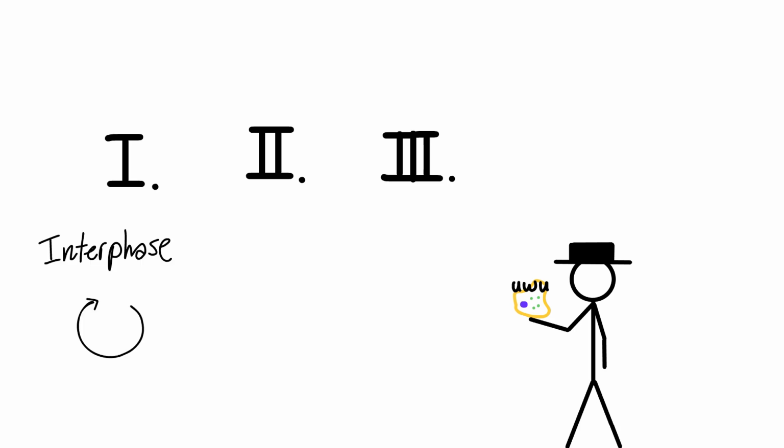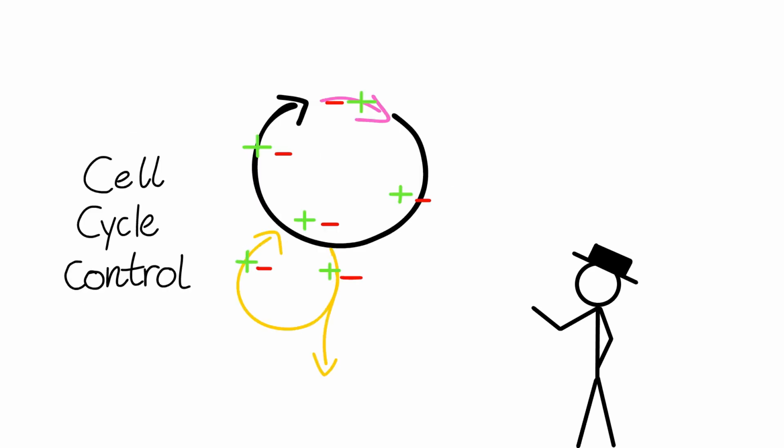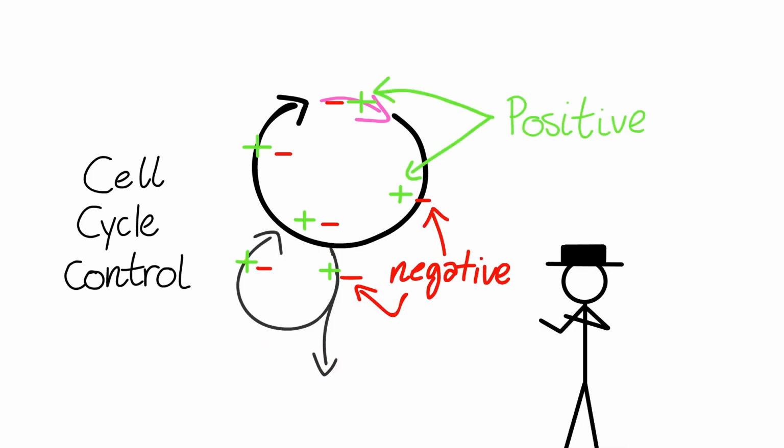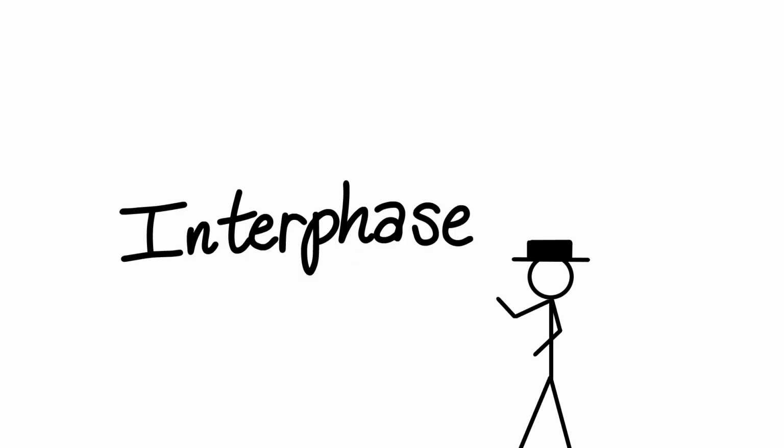In eukaryotes, the cell cycle can be divided into 3 states: interphase, resting, and mitosis. Since it is such a complicated process, a process called the cell cycle control system monitors and dictates the progression of the cell through the cell cycle. Positive and negative regulators monitor, halt, or advance a cell through 3 major checkpoints to ensure that the cell can create healthy daughter cells. Let's first take a look at interphase.